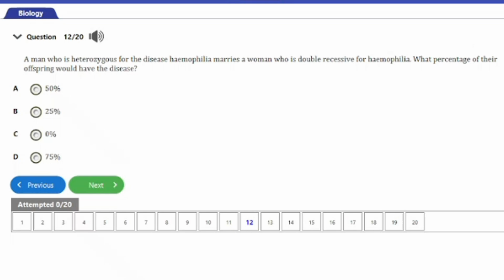Question number 12, it says, a man who is heterozygous for the disease hemophilia marries a woman who is double recessive for hemophilia. What percentage of their offspring would have the disease? So the answer to this question is option A here, and that's 50%. So let's go ahead and consider the next question.